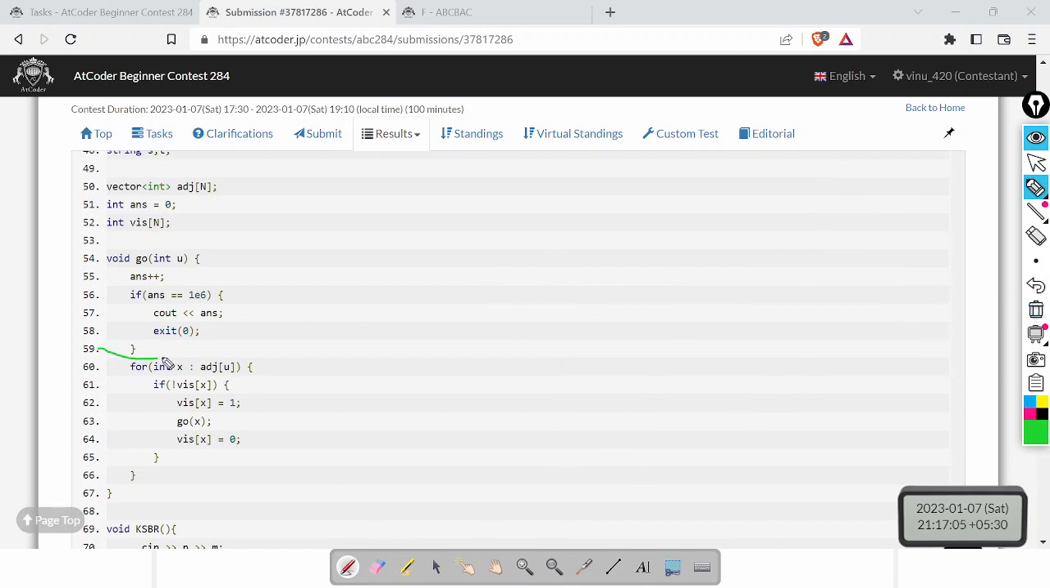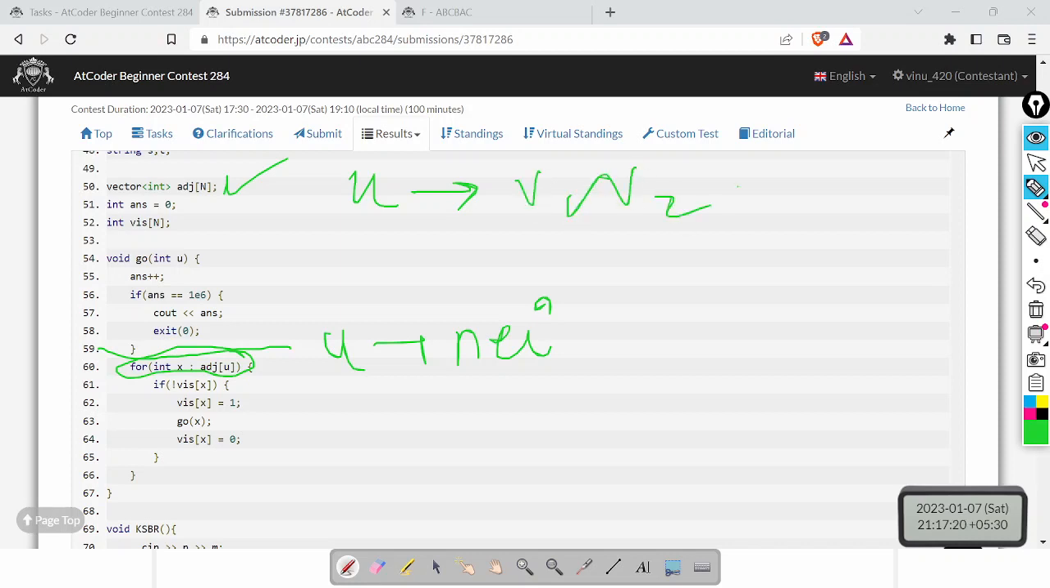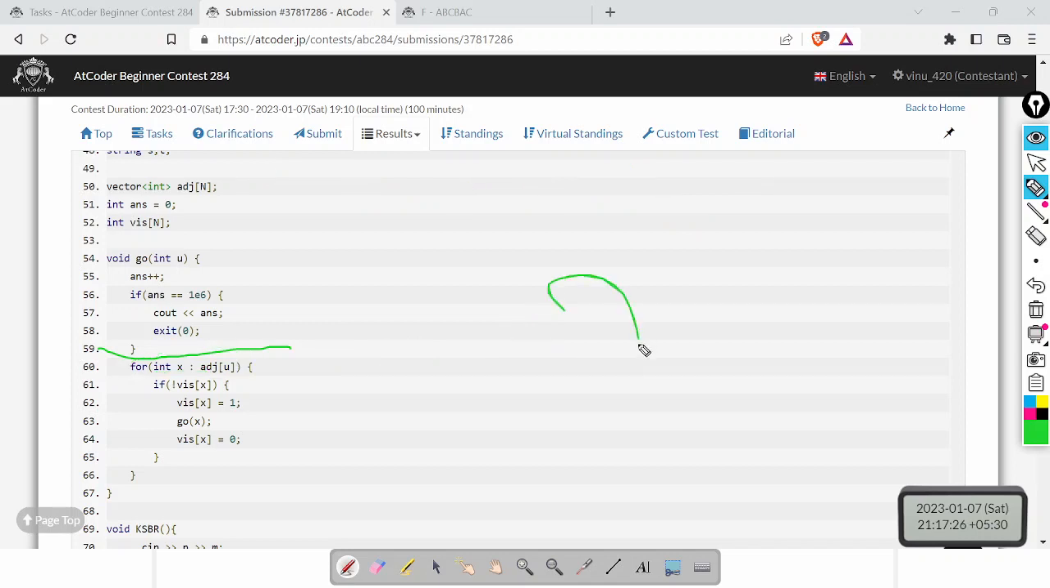So now we try to go to one of the neighbors of u. For this we iterate in its adjacency list. This is the adjacency list of each node. Here for each node u, I am keeping a list of its neighbors v1, v2, v3, all the neighbors that you have. If we are iterating on neighbors, and if the neighbor is already visited, then we don't need to go there, because we cannot repeat the vertex in a simple path. So if it is not visited, then we mark it visited and call this go function.